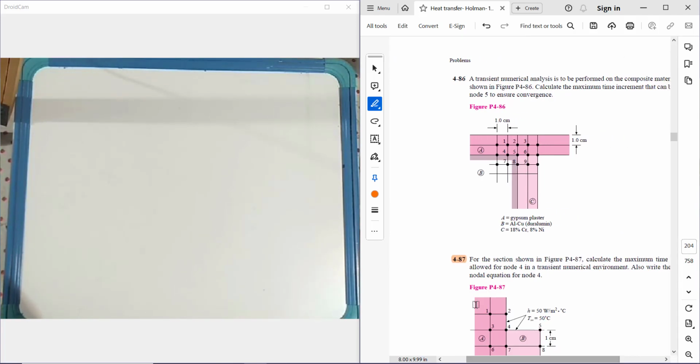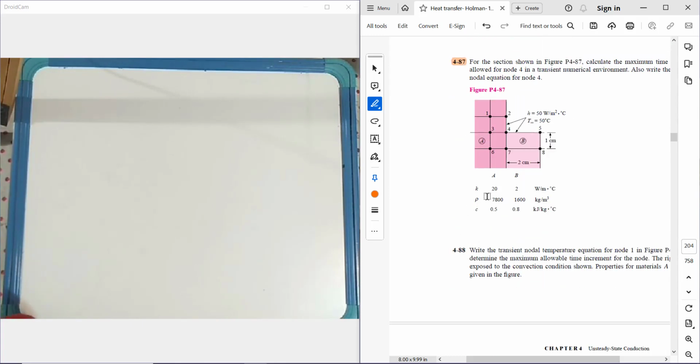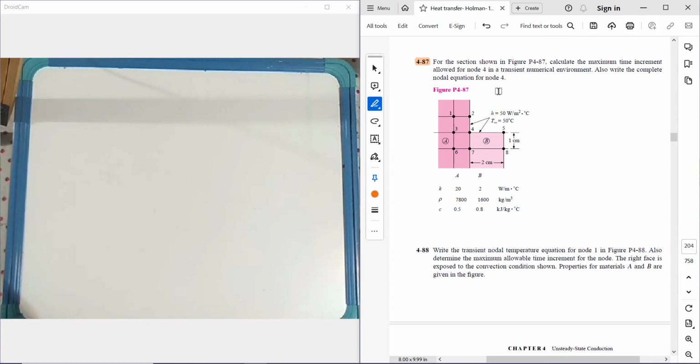Problem number 4.87. Let me read this problem to you. For the section shown in figure P4.87, calculate the maximum time increment allowed for node 4. Where is node 4? Here. In a transient numerical environment. So this is a transient problem. And also write the complete nodal equation for node 4, this point.